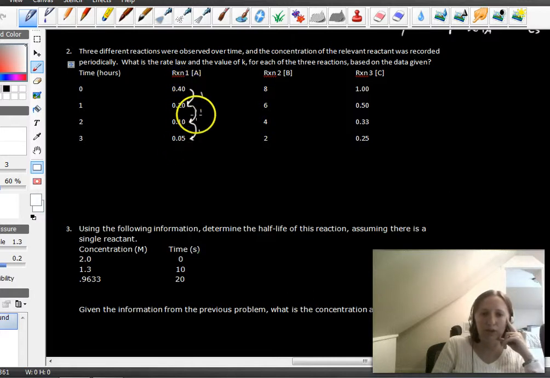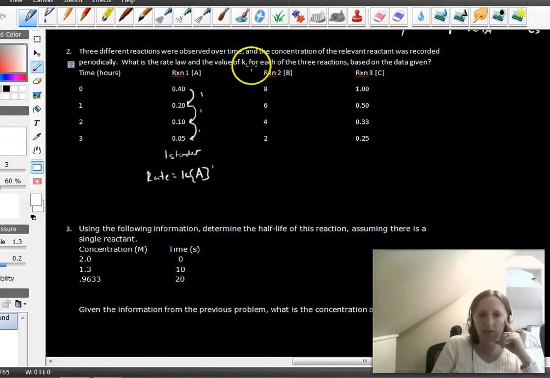So that's a half-life, a half-life, a half-life. They're all the same length. And you think, now which one is like that? That's first order. So this is first order. Your rate law for first order reactions is rate equals K times A to the first power. And the value of K, so we would have to stick in, wait, can I find the value of K?